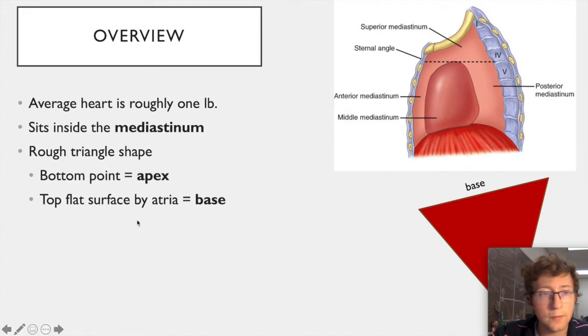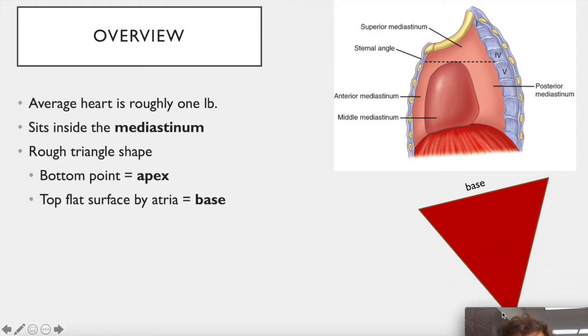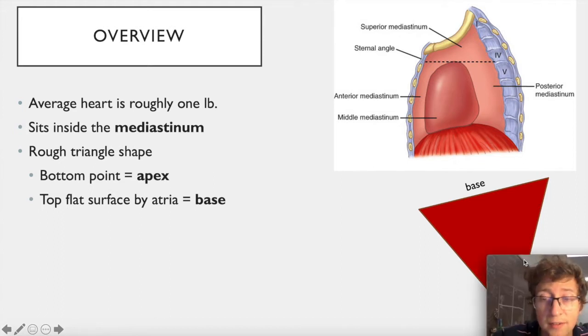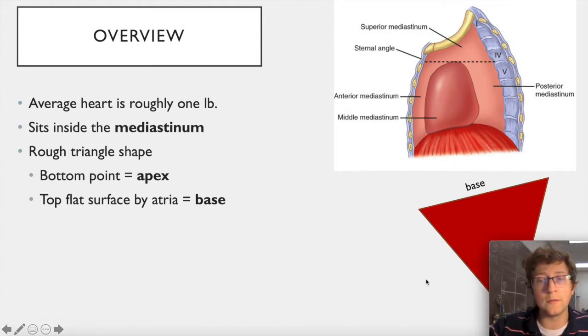The heart itself is kind of a triangle shaped structure. So at the very top of it, we have the base. This is where the aorta is coming out of. And then at the very tip of it, we have the structure we would call the apex. That's where the two ventricles are coming together.